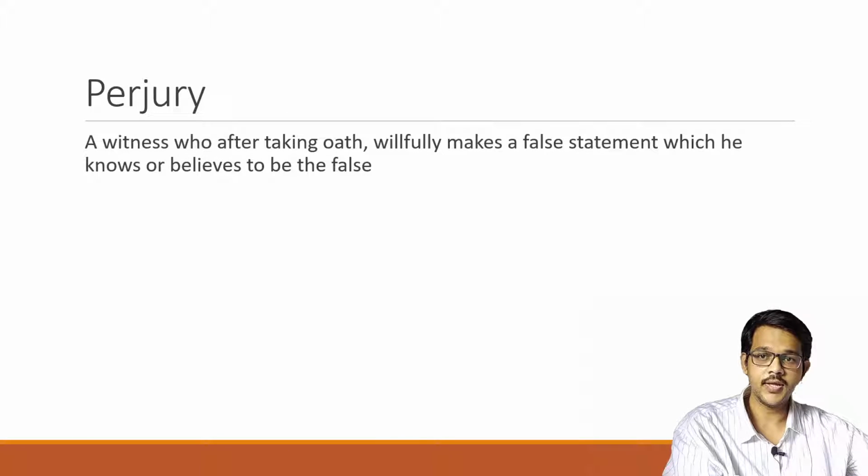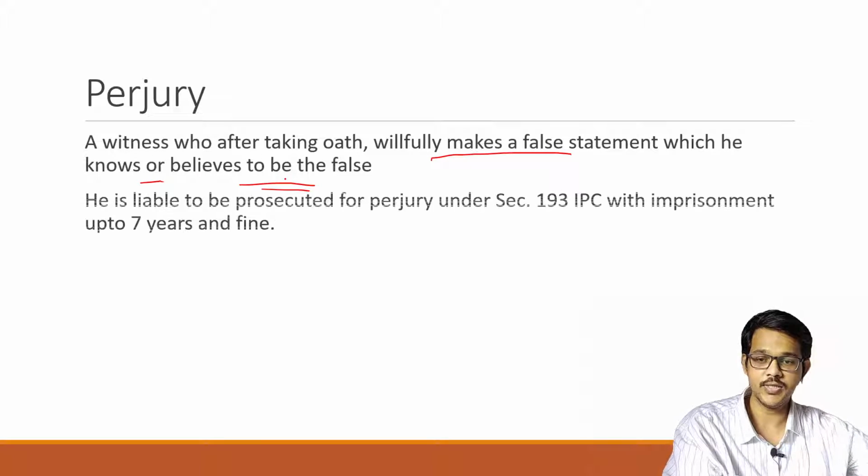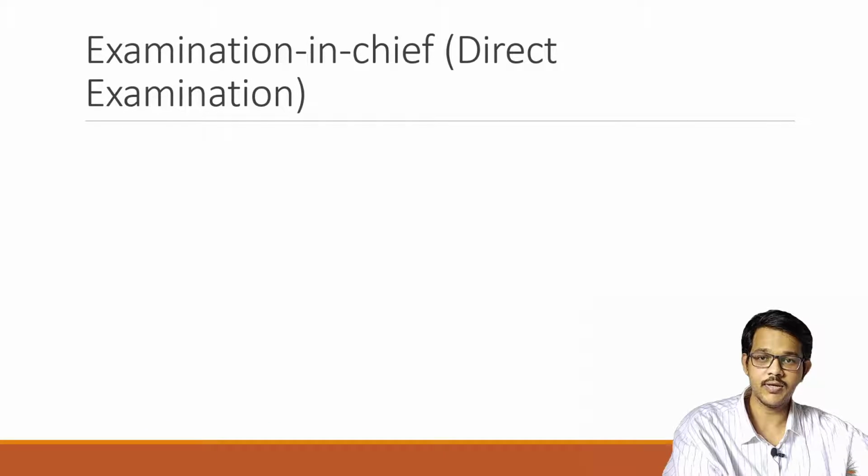If the person, after taking the oath, tells a falsehood, then it becomes perjury. Perjury is when a witness, after taking oath, willfully makes a false statement which he knows or believes to be false. When he knows that what he is telling is false or lies, even then when he tells it, that is considered perjury. By law, it is punishable under section 193 IPC with up to 7 years and fine. So if he makes a false statement, it is punishable by law.